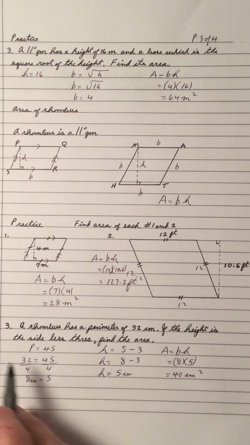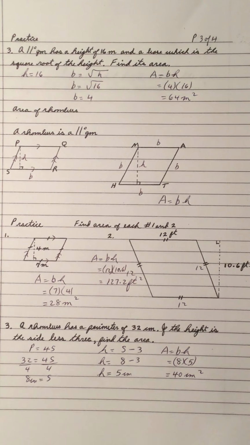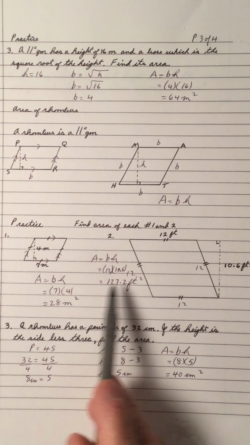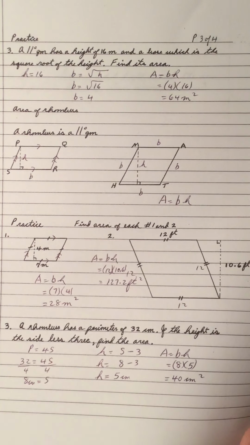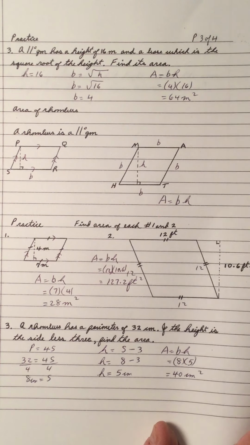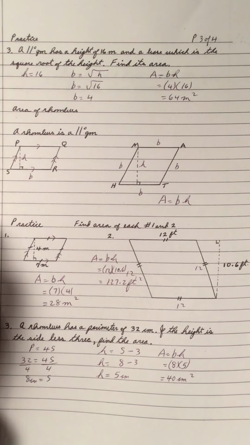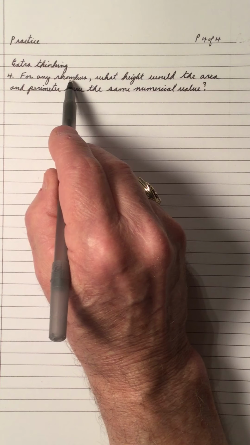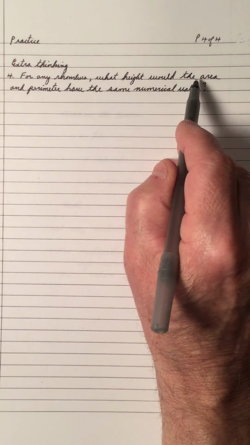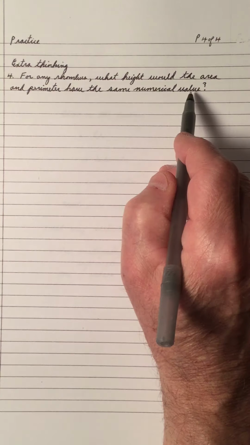So the area, just working the problems a little bit different to make you think, not just a straightforward problem. Because in math, thinking develops your ability to do the math. Always be thinking. Let's continue. Practice. Pause the video and see if you can work this out. Extra thinking here. Number 4. For any rhombus, what height would the area and the perimeter have the same numerical value?